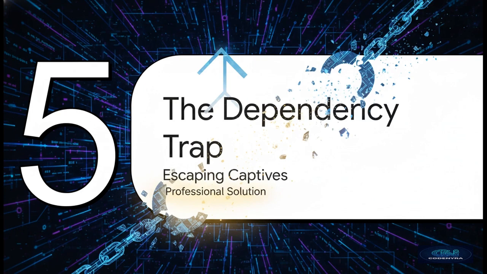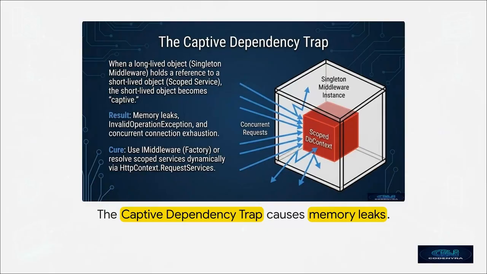So how do we actually fix this? Let's move to Section 5, the dependency trap, escaping captives, and implementing the professional solution. To understand the fix, we kind of have to recognize what we just created there, a captive dependency. A long-lived singleton middleware has permanently trapped the short-lived scoped DB context inside it. The inevitable result? Memory leaks, invalid operation exceptions, and concurrent connection exhaustion. Yikes. The cure is that we need to completely change how the middleware is instantiated by using a factory pattern.